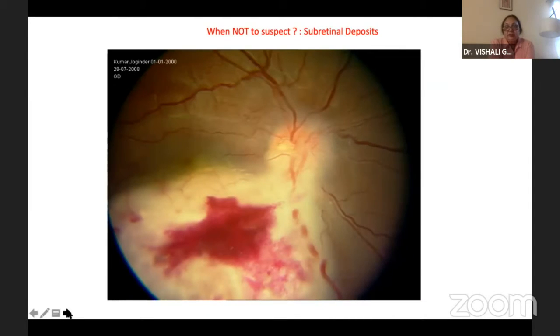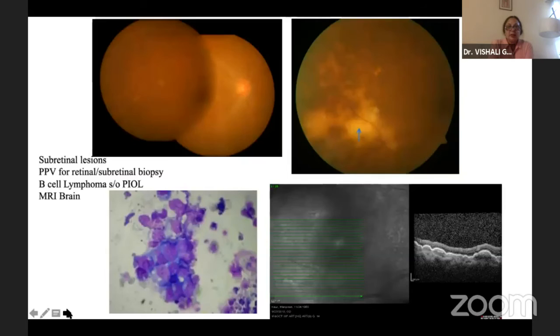Then comes sometimes a subretinal deposit. If you have a subretinal deposit, please do not suspect choroiditis, because these are the ones which are going to be masquerades. Now this patient had leukemia. Subretinal deposits like this one, again, if on OCT you are seeing something beneath the RPE, never ever think of the differentials of choroiditis. These are the patients who are very likely to have lymphomas or other masquerades.